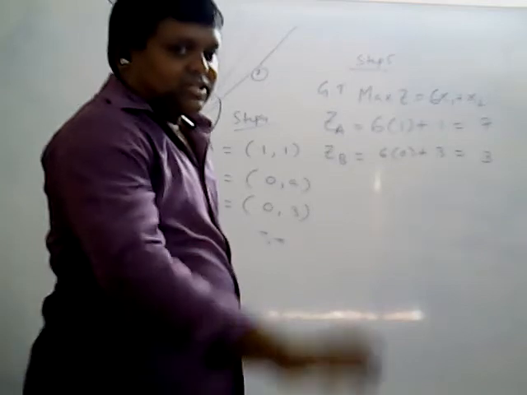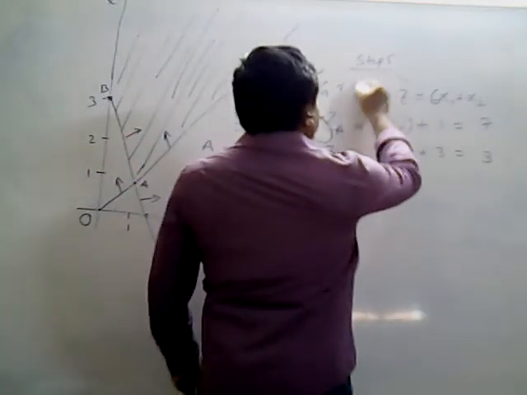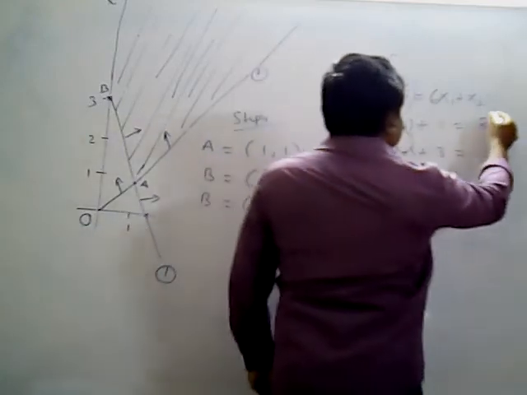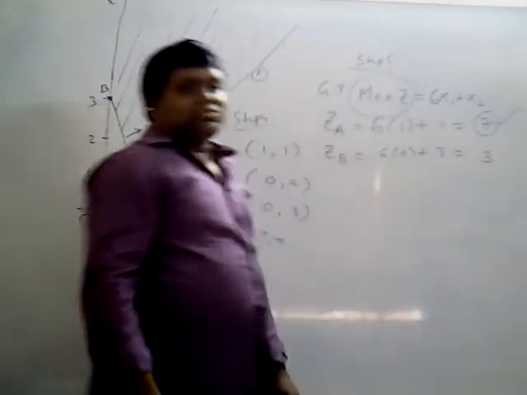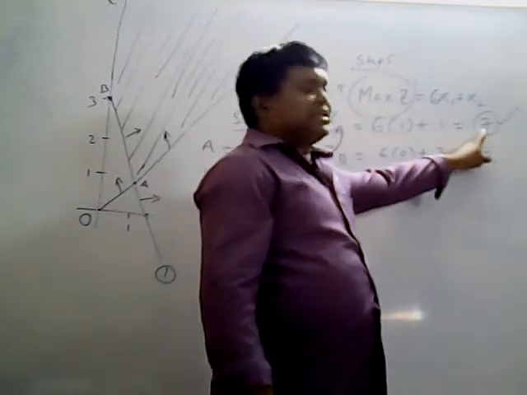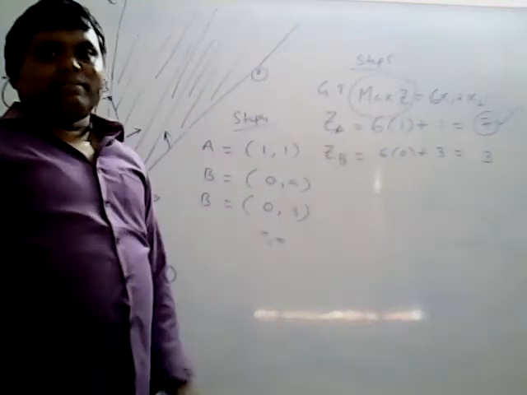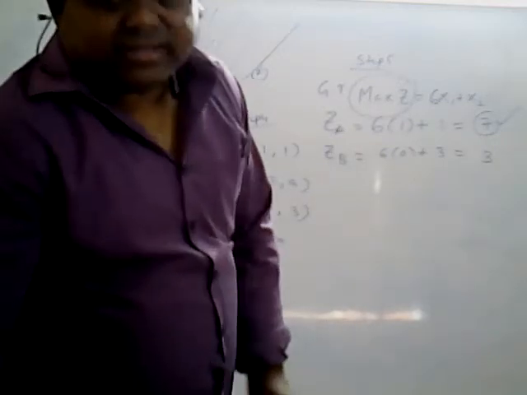What is your objective function? Generally, your objective function is maximization or minimization. You are saying that it is maximization. So what is the maximum value here? 7. That means you are saying that for this particular LPP, the maximum value of z equals 7 at the point A. What is the A point? 1 comma 1. But it is not correct.